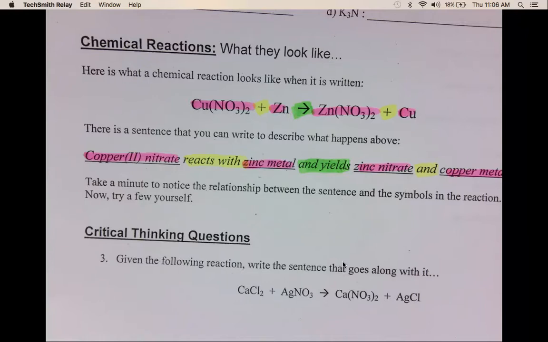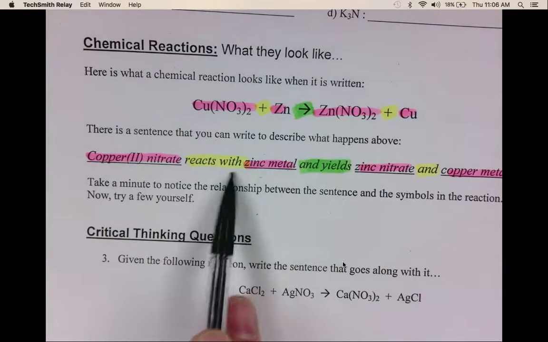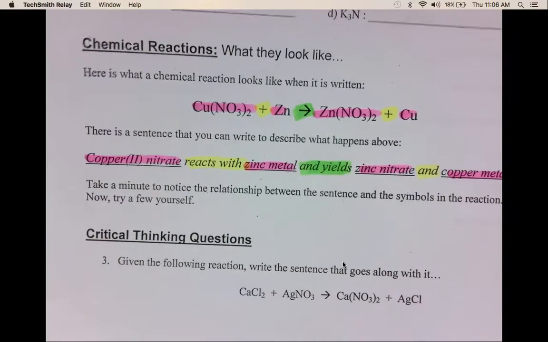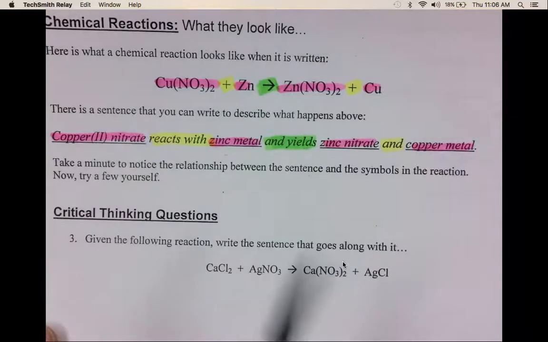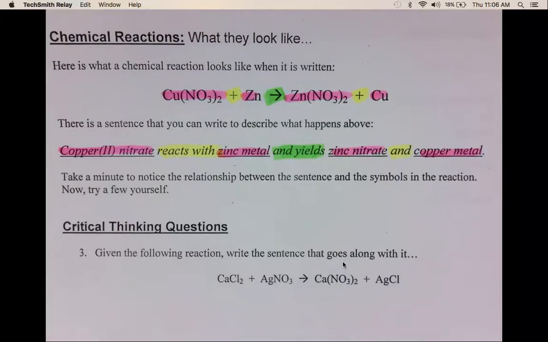You could be given a chemical reaction with symbols, and I can ask you to write the sentence, or I can give it the other way. I can give you the sentence and ask you to write the symbols. So the next few questions are actually all about this. I will do the first one out for you guys. Remember, if you need help with naming, refer back to that flowchart. I am going to assume that you know these names.